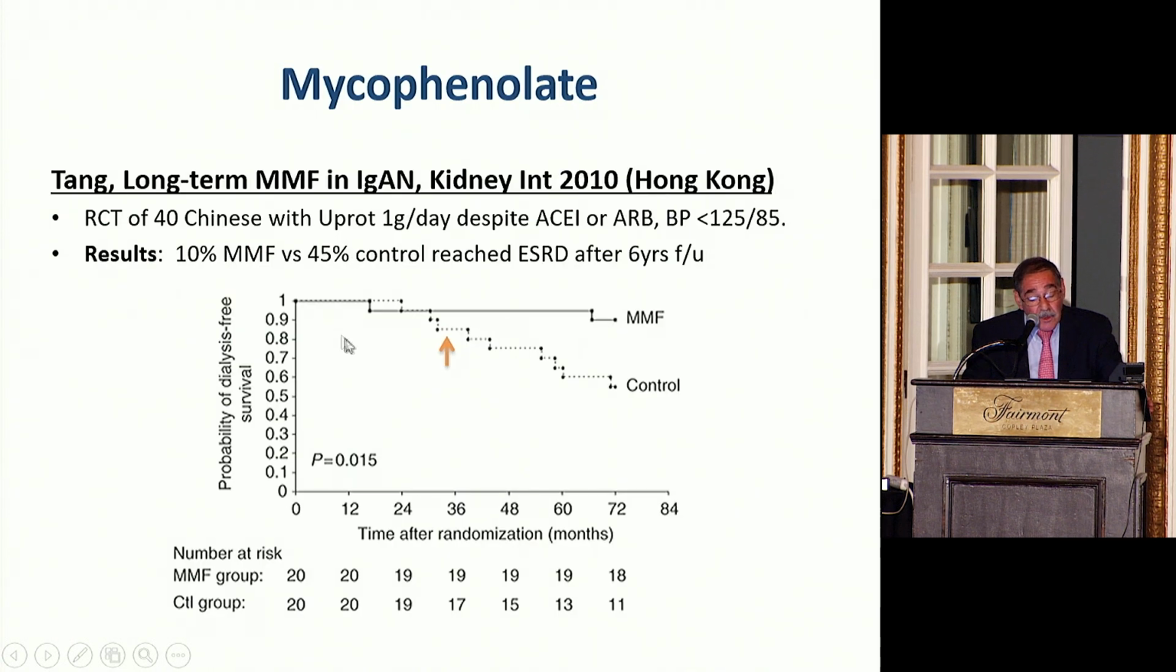So if you look at this in Tang's study here, you're going out 72 months. The mycophenolate had a much better rate of dialysis-free survival. What is the difference? It's not clear. Is it because it's a different population in Belgium? Maybe the biopsies are different, maybe even though they look like they're read the same. We don't know. All we know is some studies, again, have been positive, others have been negative.